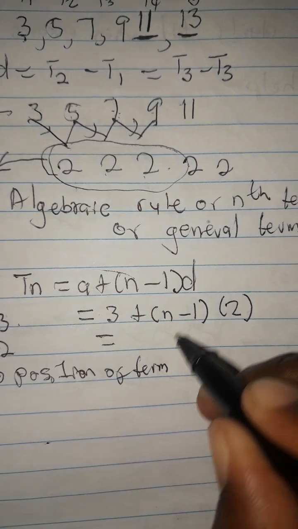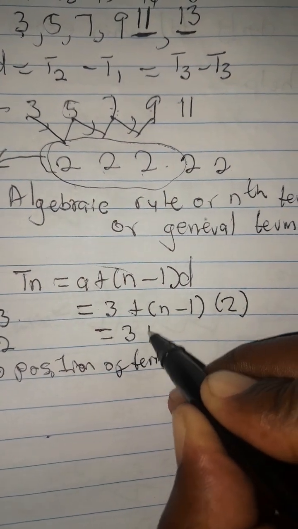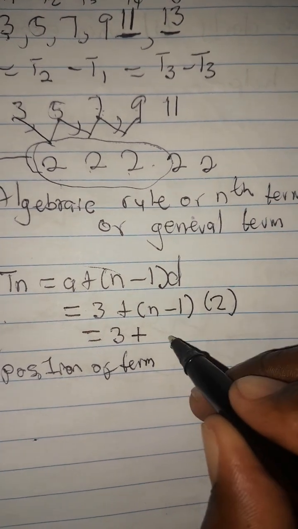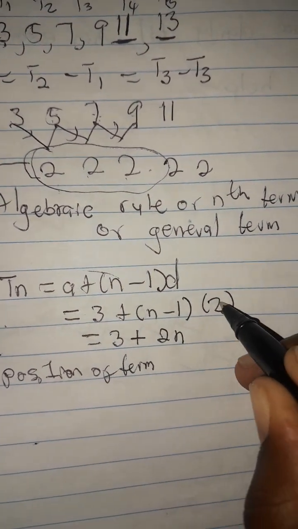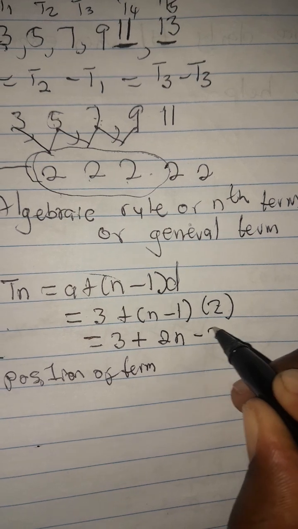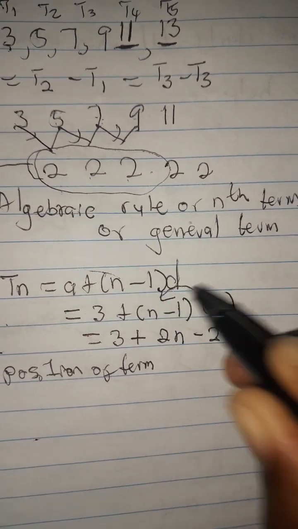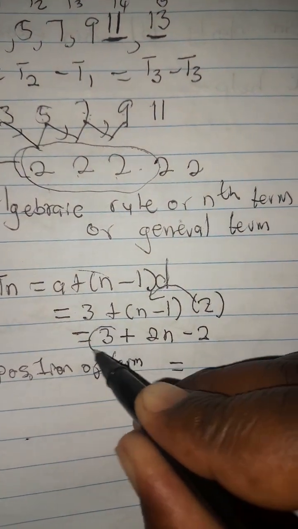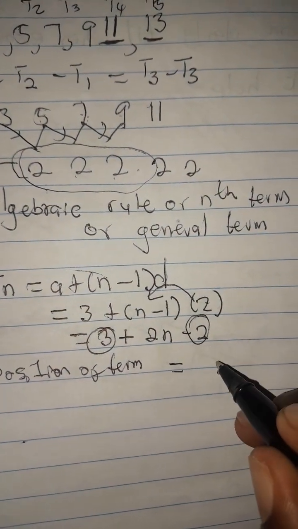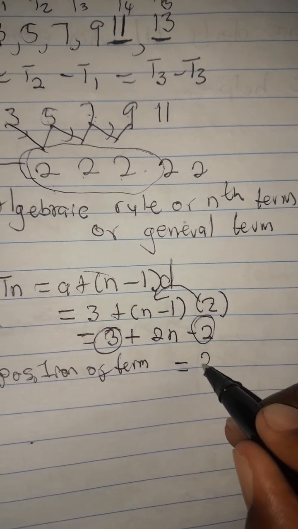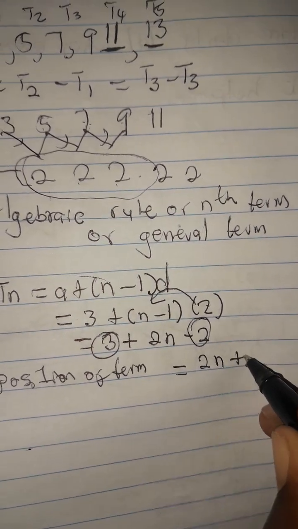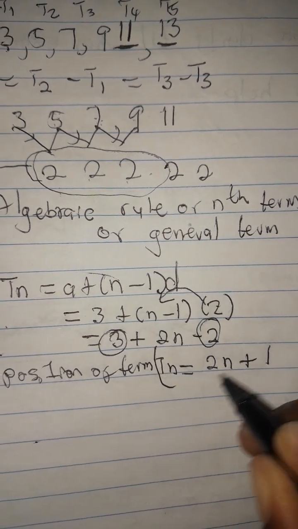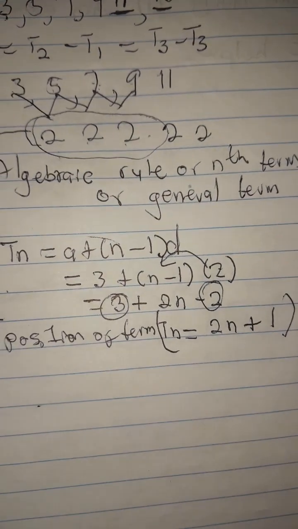So after that, you work out your bracket. It's going to be 3 plus... we'll start with the brackets first, using BODMAS. 2 times n, that's going to be 2n. 2 times negative 1, that's going to be negative 2. Remember that this 2 multiplies everything that is inside the bracket. So from here, we are going to collect the like terms. 3 minus 2 is going to be 1. So we have our general term, or our algebraic rule, as Tn equals 2n plus 1.